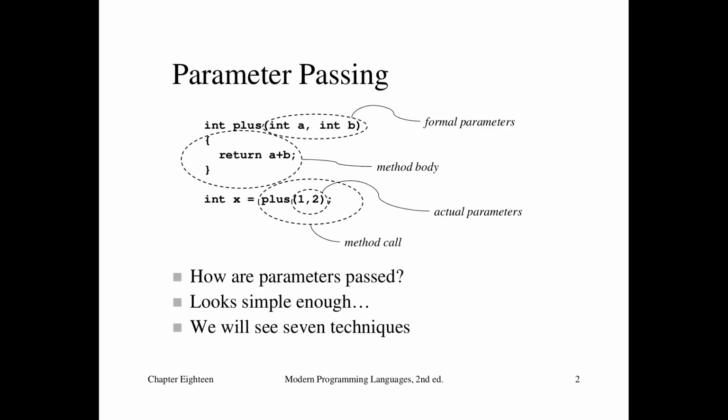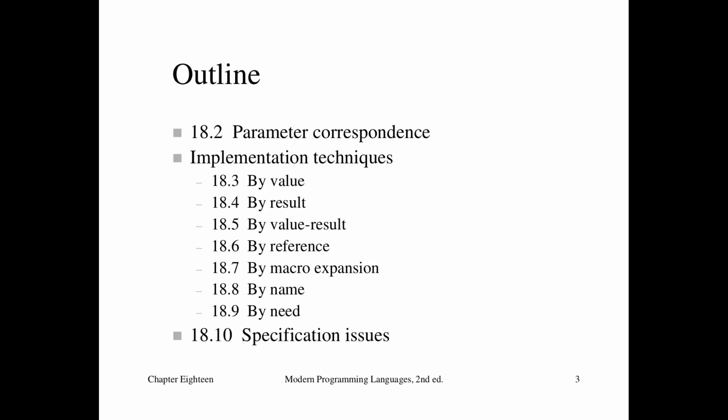So this question then becomes, how are these parameters passed, right? So how are the actual parameters moved into the formal parameters? It does look pretty simple, but in reality, there's been numerous different techniques, both with their advantages and disadvantages, proposed over the years. So the basic outline of what we're going to be talking about.